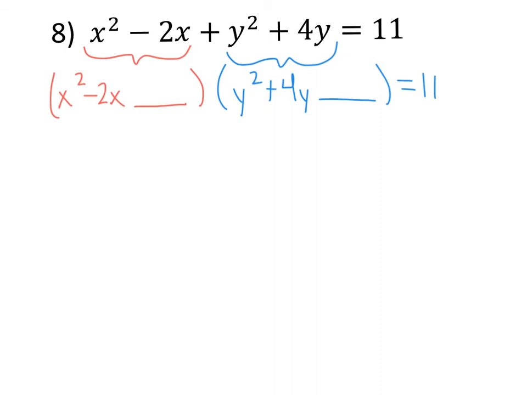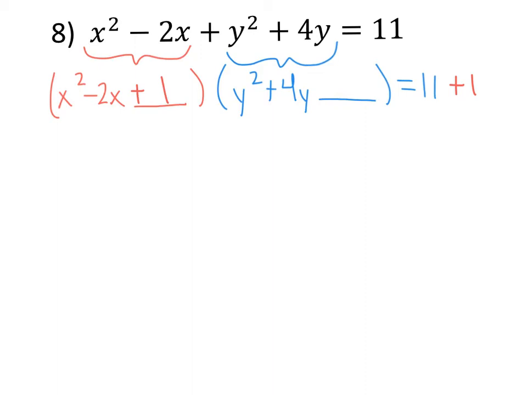What number would go in the red with the x's? Well, remember how to complete the square. You take half of your b and square it. So half of negative 2 is negative 1, and then I square it. Negative 1 times negative 1 is 1. So my number here is 1. Now remember what we did with completing the square. With equations, you cannot do something to one side of the equation without doing the same thing to the other. So since we added 1 to the left side, I do need to add 1 to the right side.